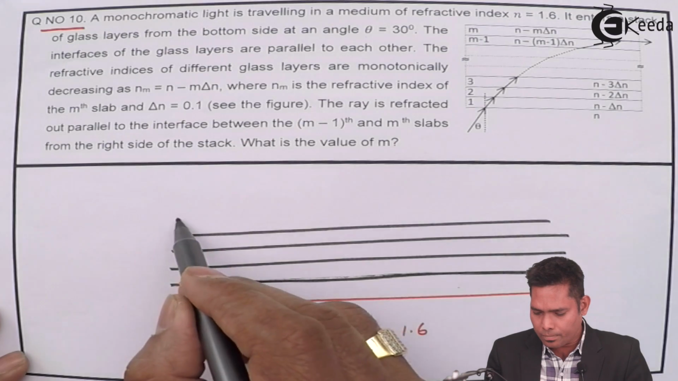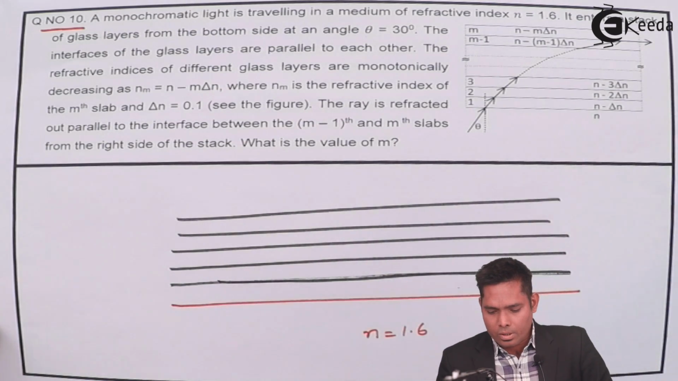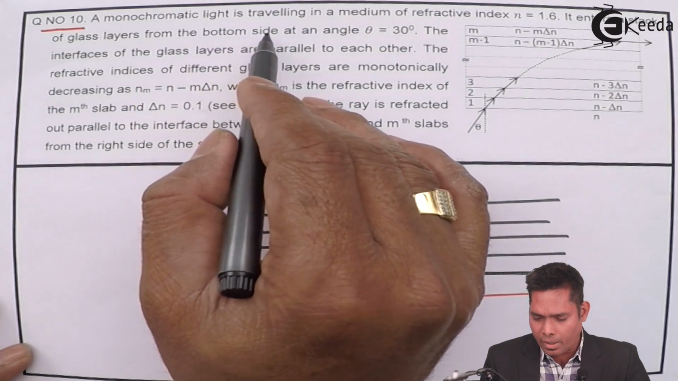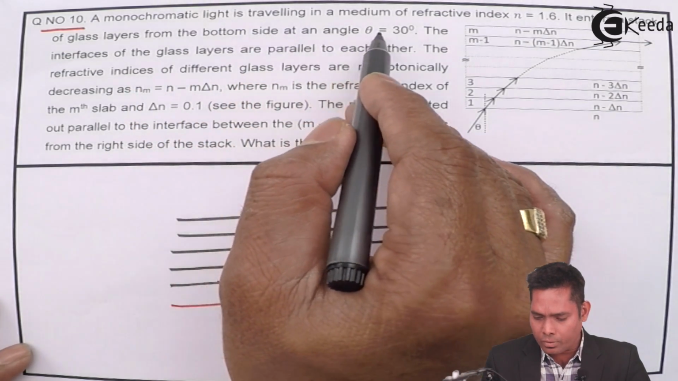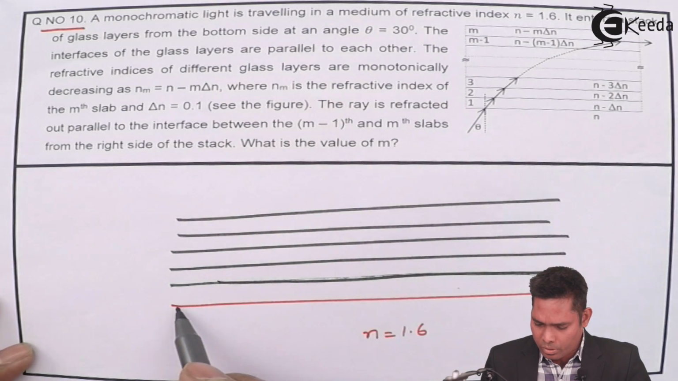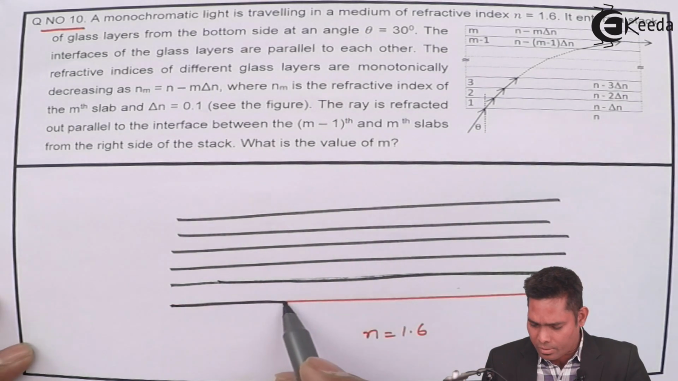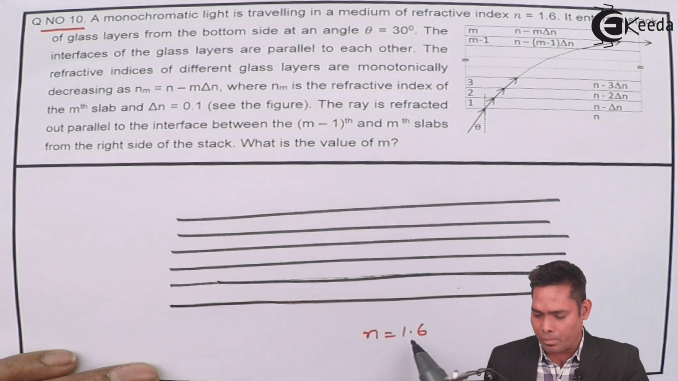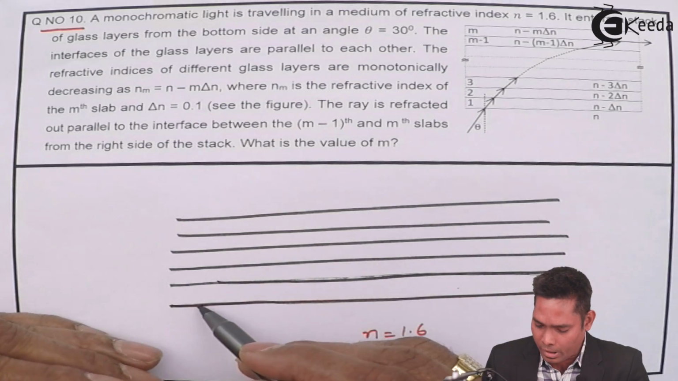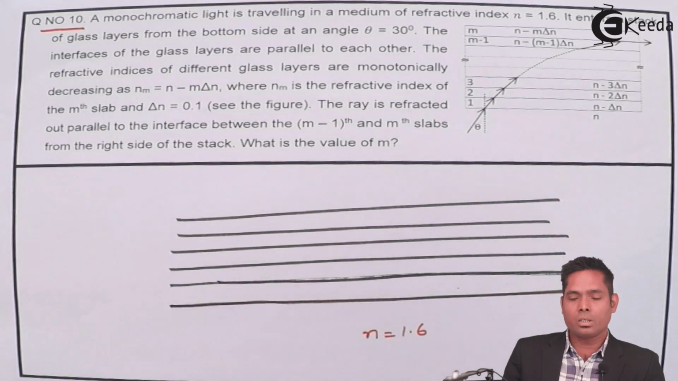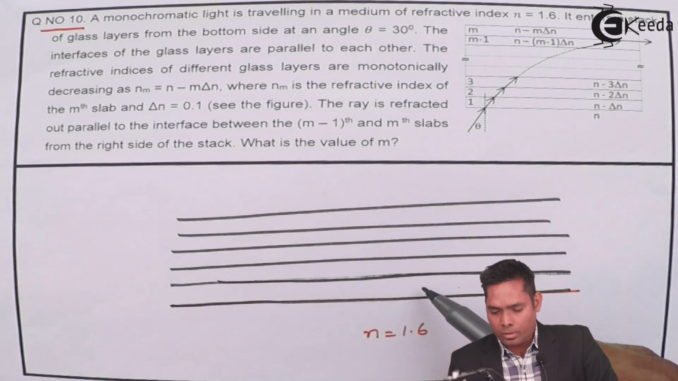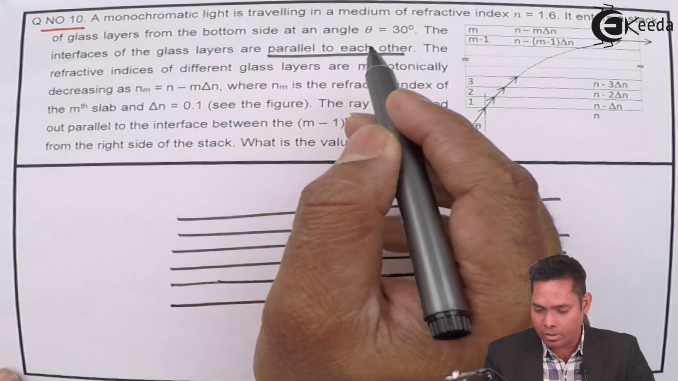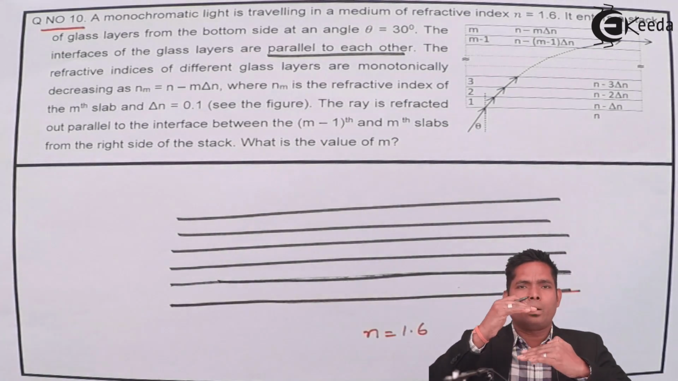And so on. Stack of glass layers from the bottom side at an angle of 30 degree. So this is the interface. Below this there is a refractive index of 1.6. From here onwards the glass layers are there and they are parallel to each other. This is very important, that the layers should be parallel to each other.